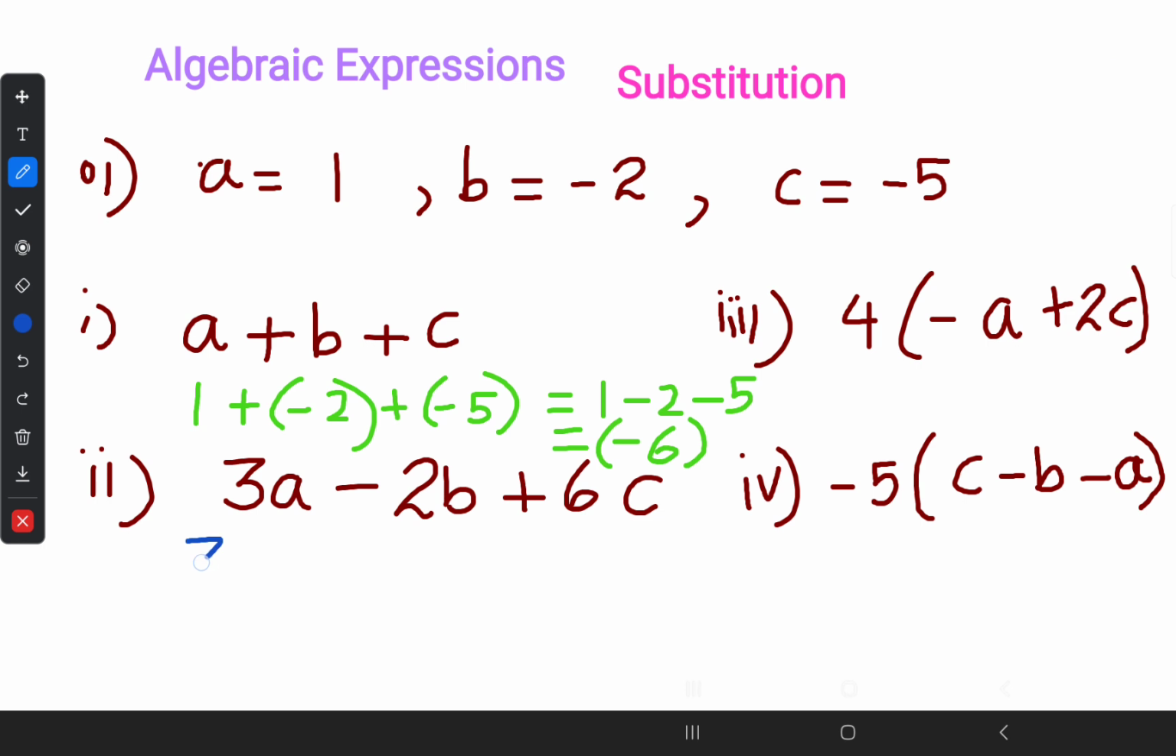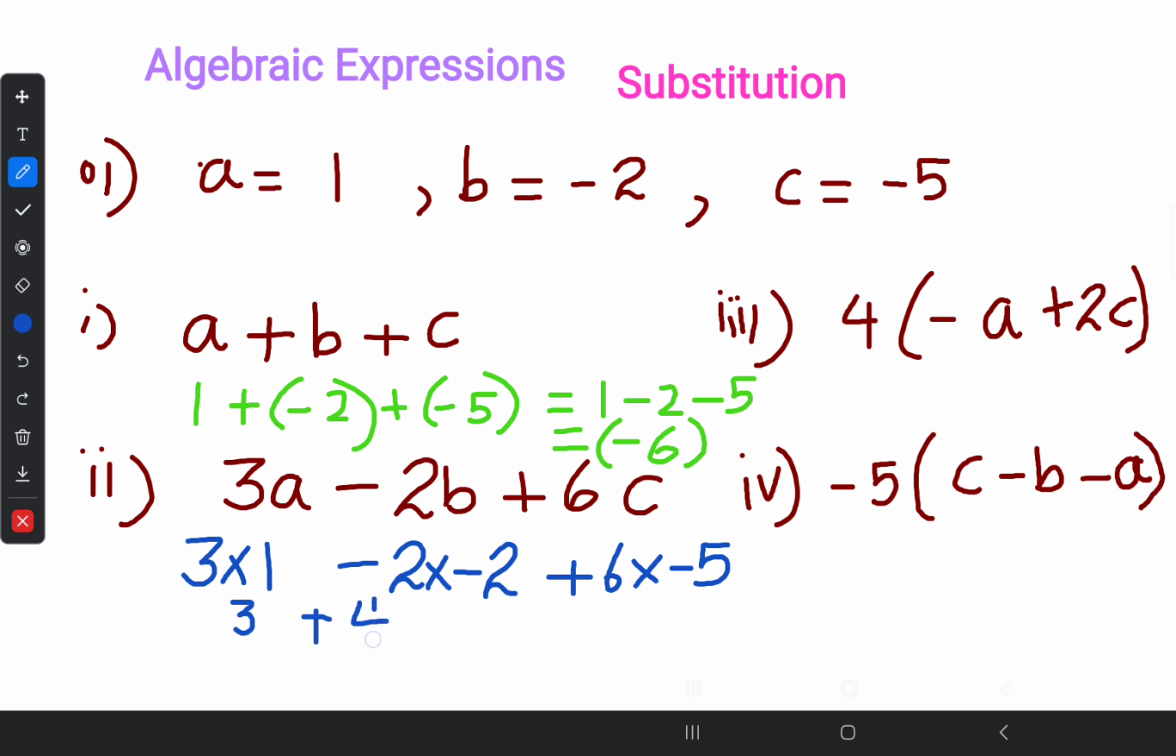Okay, 3 times a, 1. Then negative 2 times b, that's negative 2 again. Plus 6 times c, that's negative 5. 3 times 1, it's 3. Negative 2 times negative 2, it's positive 4. Positive 6 times negative 5, it's negative 30. So finally your answer would be plus 7 minus 30. It would be negative 23. For the second part question, it would be negative 23.